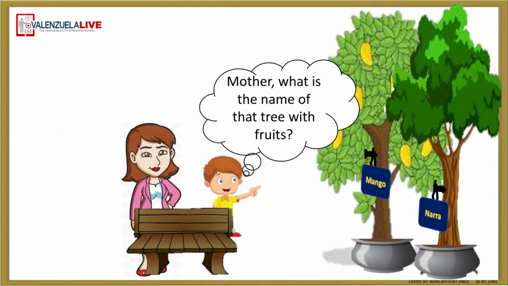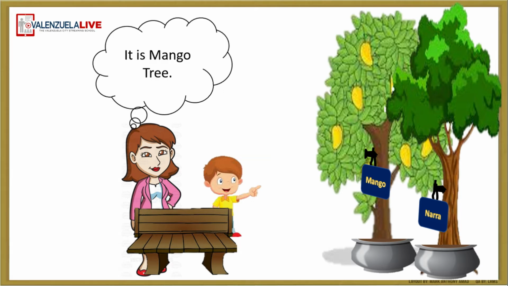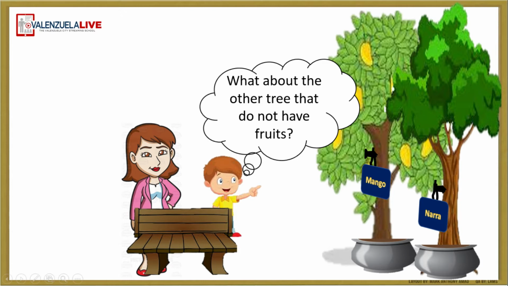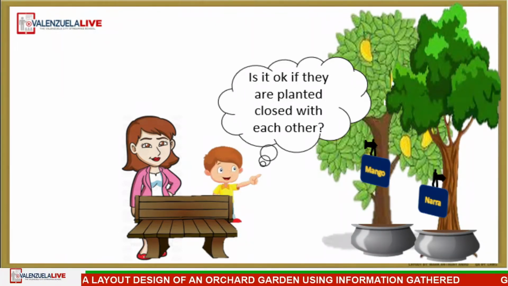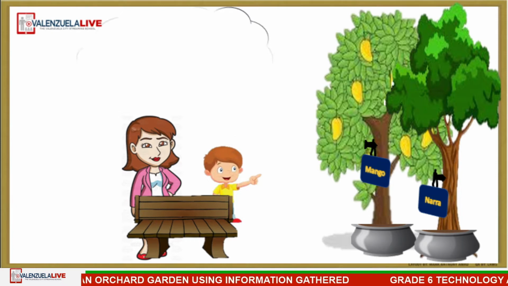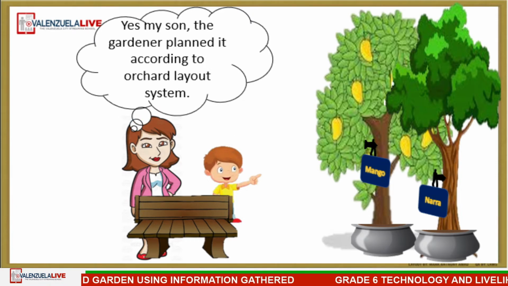Mom, what is the name of the tree with fruits? It is a mango tree. What about the other tree that does not have fruit? It's a narra tree. Mom, is it okay that they are planted close to each other? Yes, my son. The gardener planned it according to the orchard layout system.